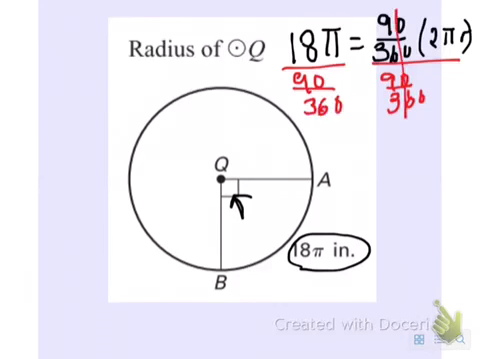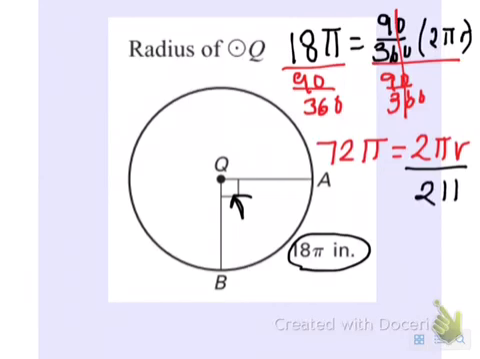Those cancel here. So if I use my fraction button and say 18 shift pi in my numerator, and then in my denominator I put 90 over 360 and hit equals, that gives me 72 pi equals 2 pi r. Again, I want to solve for r, so I need to isolate the r. To isolate the r, I need to get rid of the 2 and the pi, so I'm going to divide both sides by 2 pi. The 2's cancel and the pi's cancel.